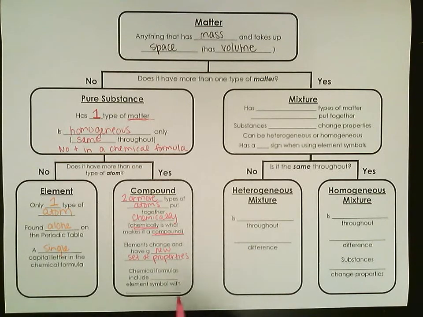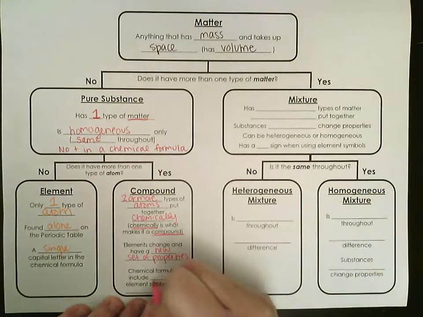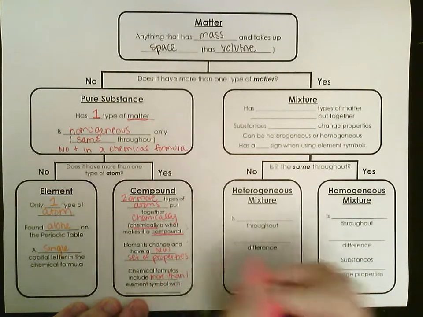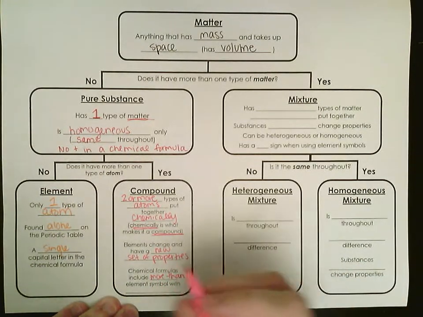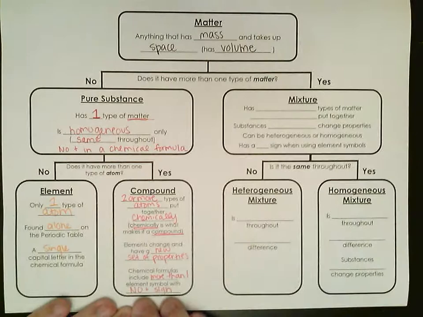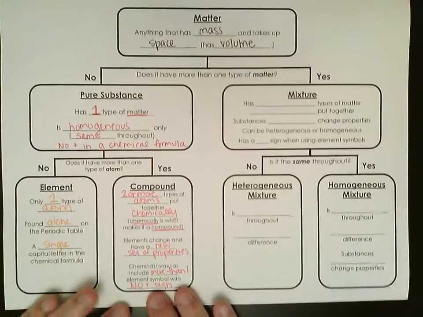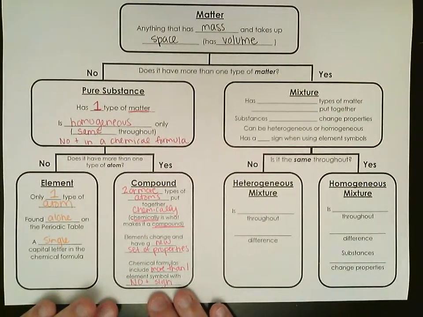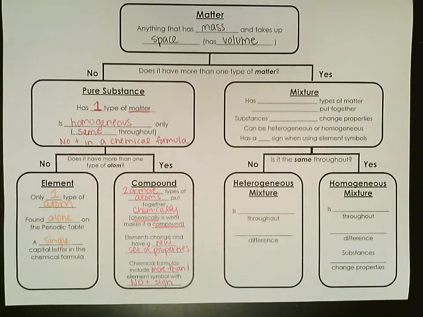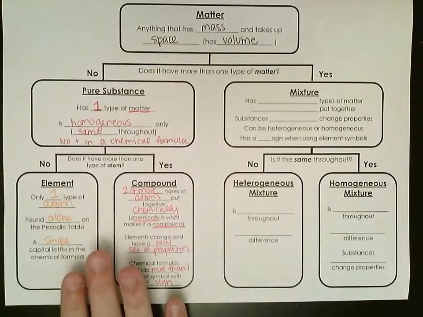So our chemical formulas include more than one element symbol with no plus sign. We don't need a plus sign because a plus tells us that it's put together physically. Okay? We need to make sure this is put together chemically. So those are our pure substances.